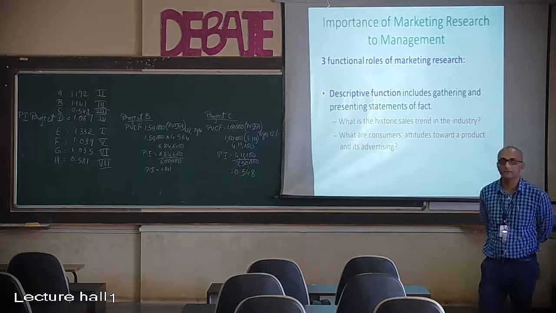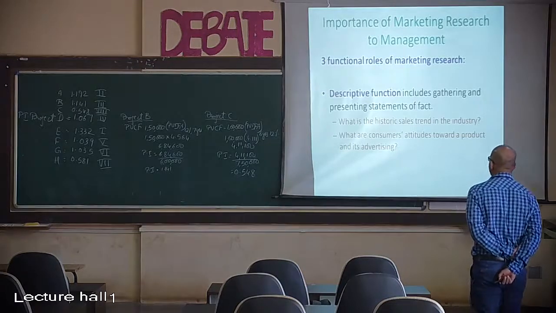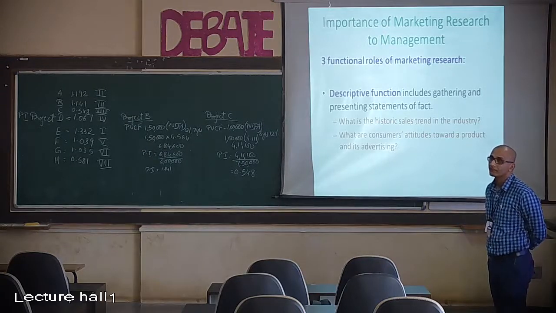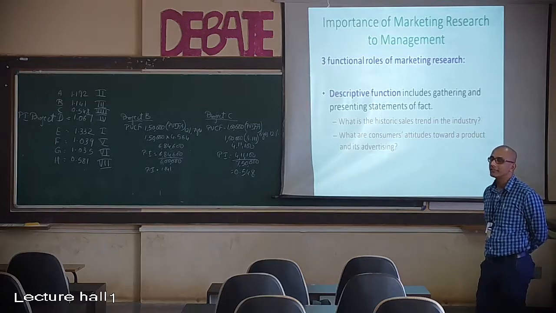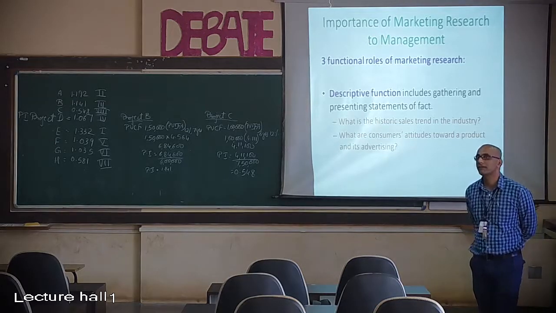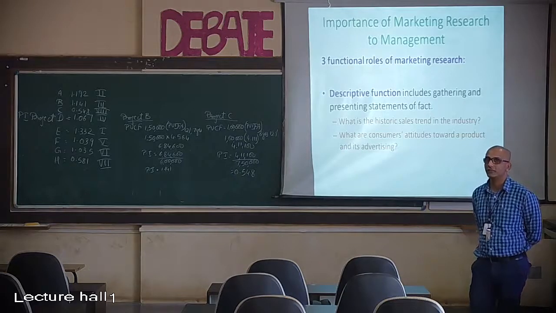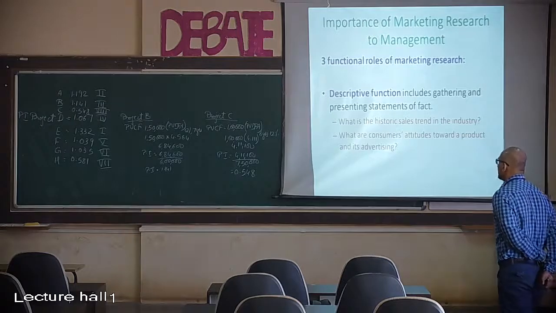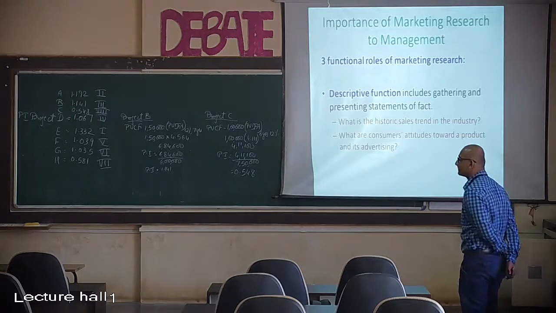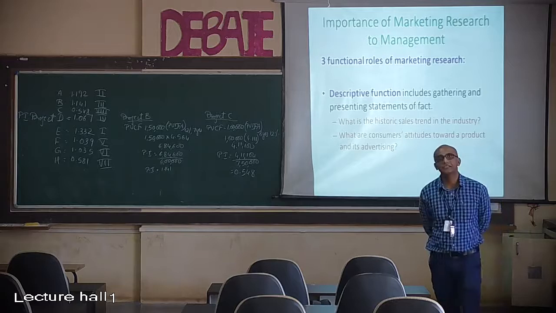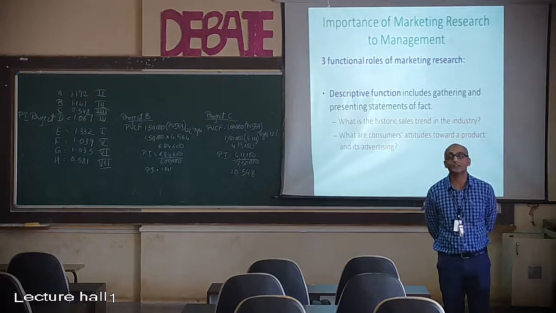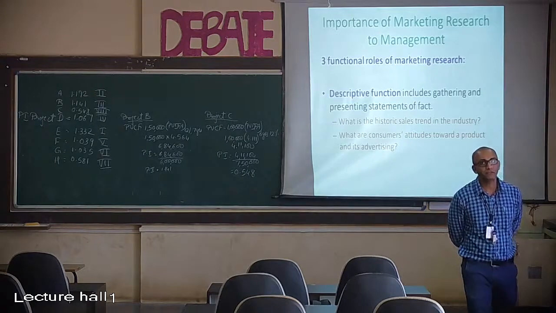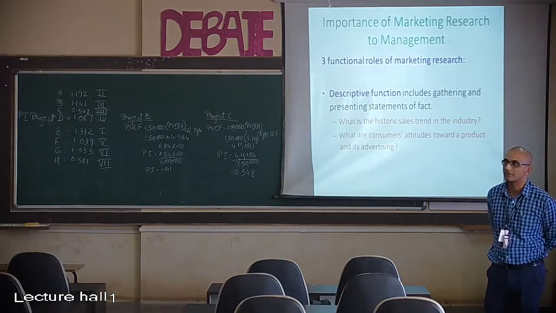For example, what is the historic sales trend in the industry? That is the first question that you might probably ask. How were the sales for this particular product for the last 5 years? How were the sales in January, February, March? What was the tendency? In which month were the sales very high? In which month were the sales on a very low side? And what were the reasons for these fluctuations? And this kind of data can be collected for the preceding 5 years.